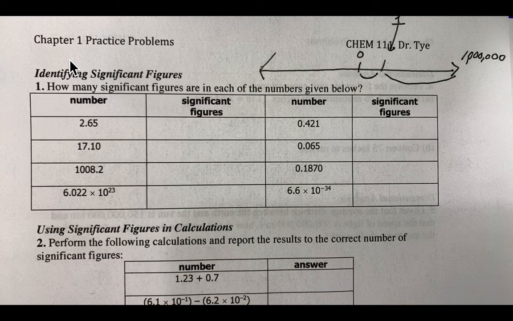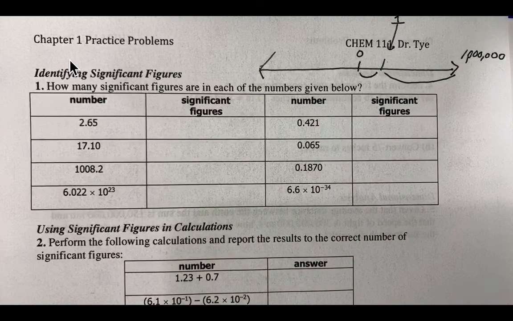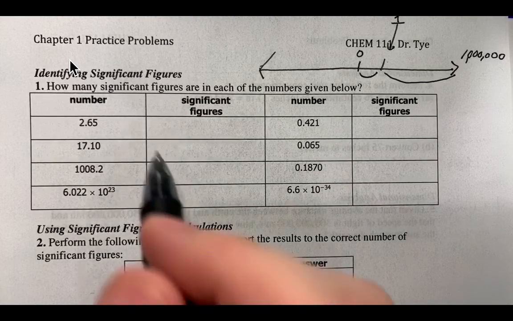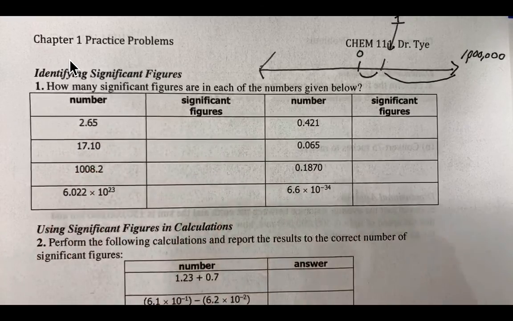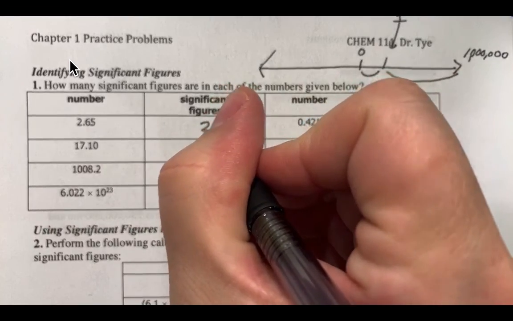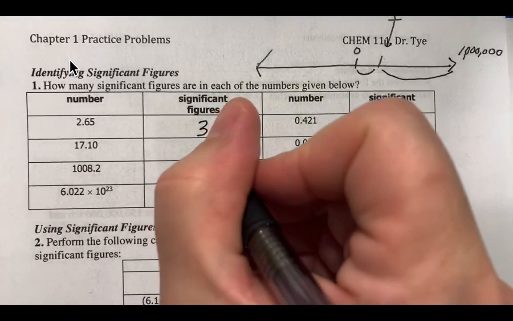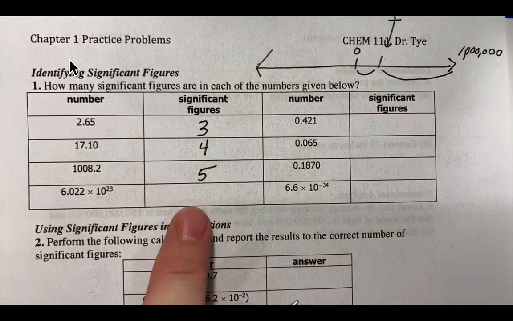If they've got a decimal and they're bigger than 1, so they're this part, any digit that you've written down is significant. Okay, any digit that is written here is significant, be it 0, 1, 2, 3, 4, 5, 6, 7, 8, or 9. Any digit written in this area is significant. So this one has 3, this one has 4, this one has 5. I'll come back to this one here in a second.